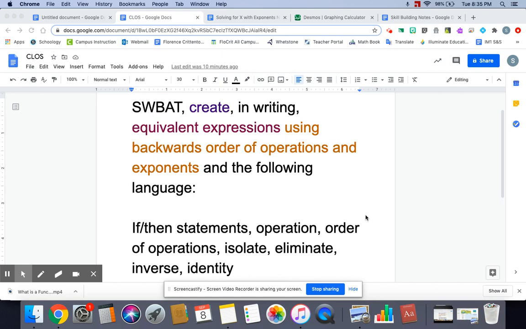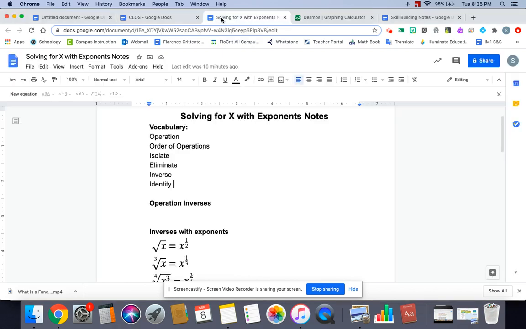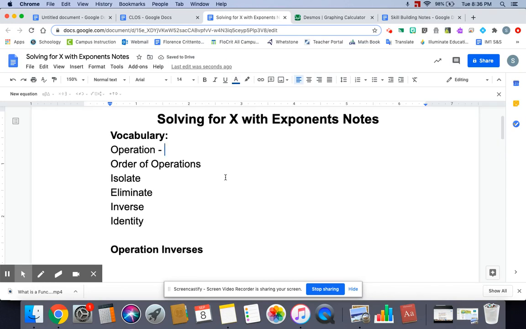So I'm going to start with the vocabulary words in our notes. The word operation is just a big word for math. So things we can do in math, some normal operations, we can add, subtract, multiply and divide. Those are some major operations. You've also learned another one recently called an exponent.